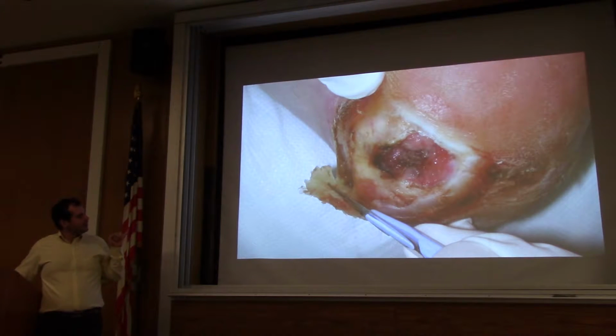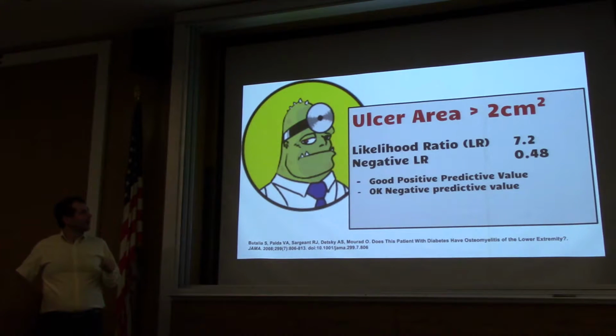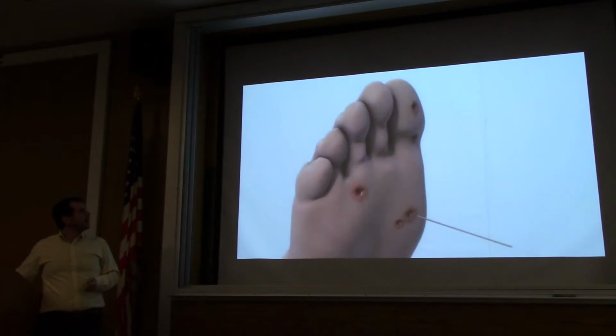The other very good positive predictive value finding, but poor negative predictive value, is the size of the ulcer. If the ulcer is more than 2 centimeters squared, then it's very, very likely to be osteomyelitis. Now remember, what's the number we would like for a positive likelihood ratio? 10. And for a negative likelihood ratio? 0.1. So we can see that this is approaching a good test in terms of its positive likelihood ratio, but it's still pretty far away from being a good negative likelihood ratio.